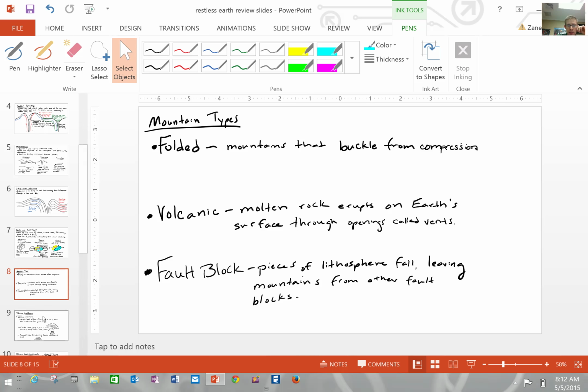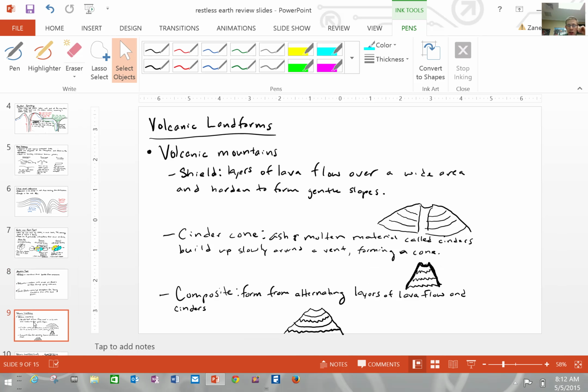And if you've ever been out to Wyoming, the Teton Mountains are an example of fault block mountains. Okay, nice, really easy. So speaking of volcanoes, let's talk about them a little bit more in detail. We've only got 6 more slides to go, so stay with me.